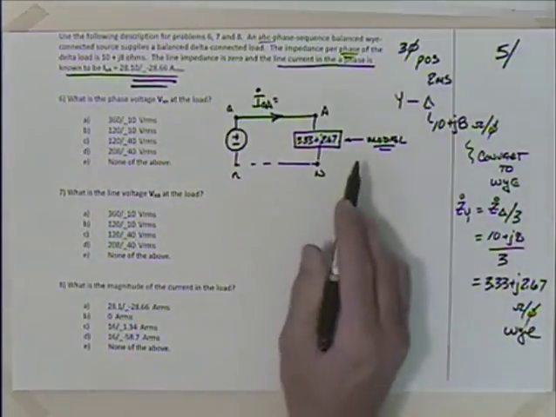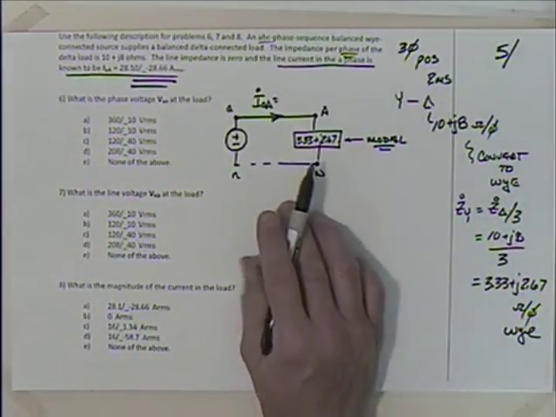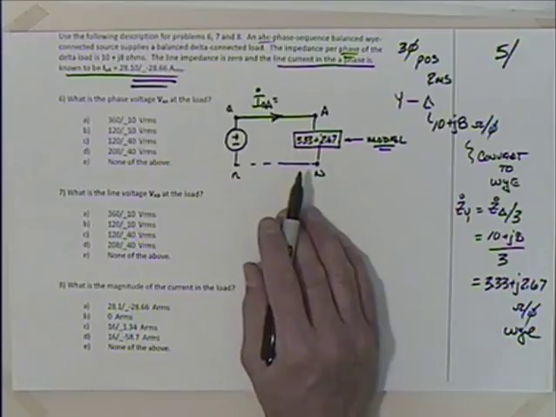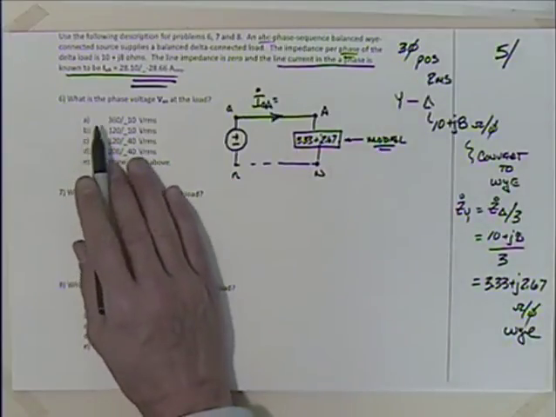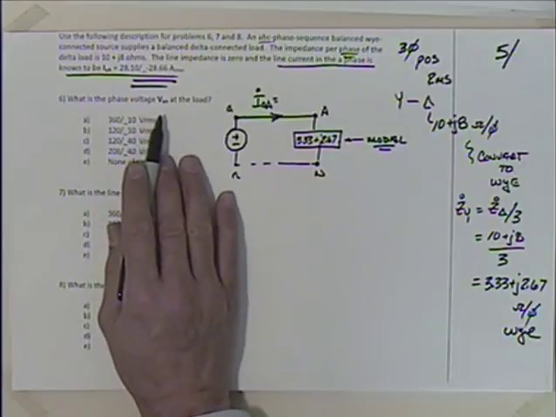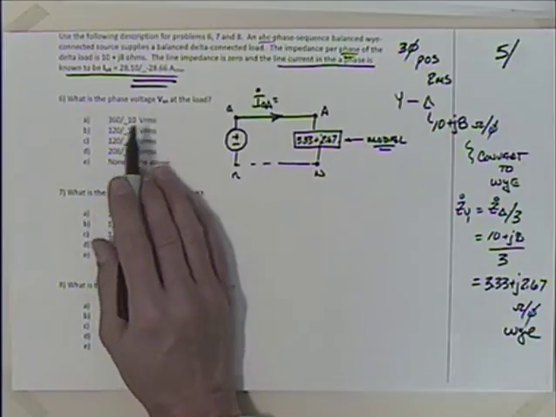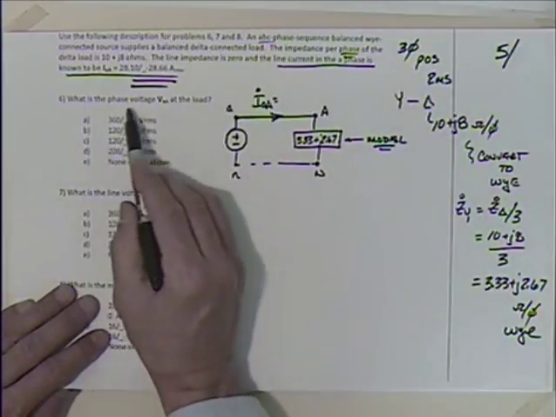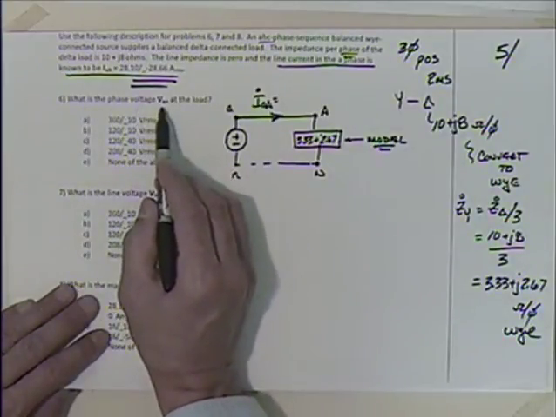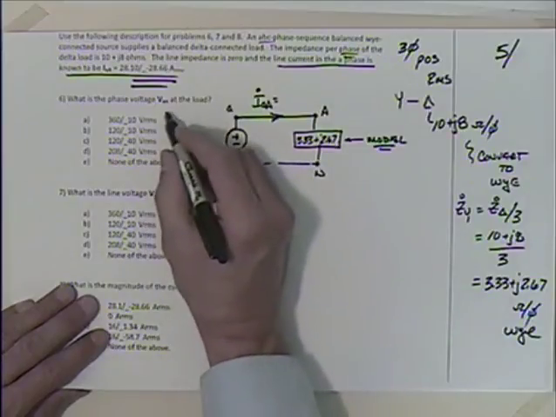In real life it's a delta, but I've modeled it like that to make my calculation and thinking about it a little bit easier. So let's see if we can get through this. What is the phase voltage VAN at the load? Yeah, this is a little bit confusing. The phase voltage VAN, maybe we got a bad test question here.